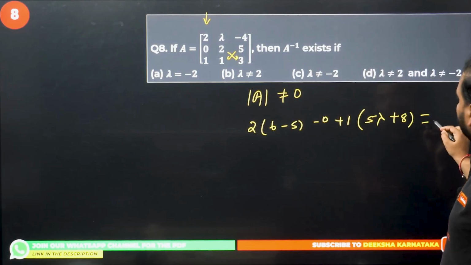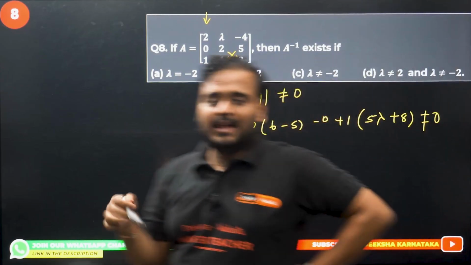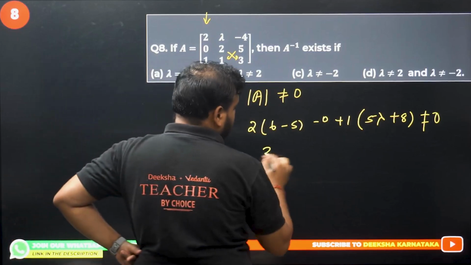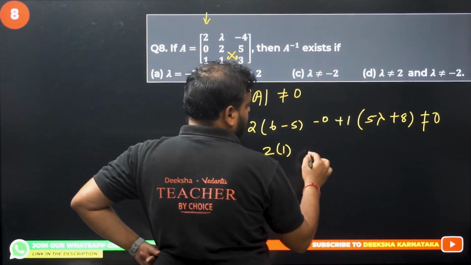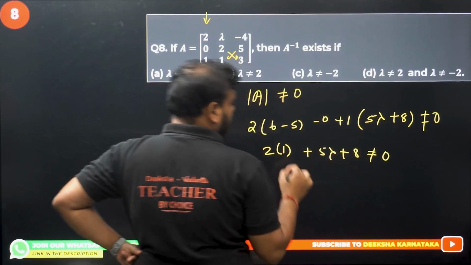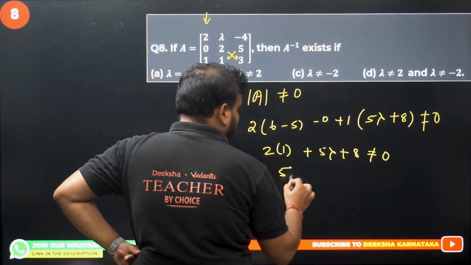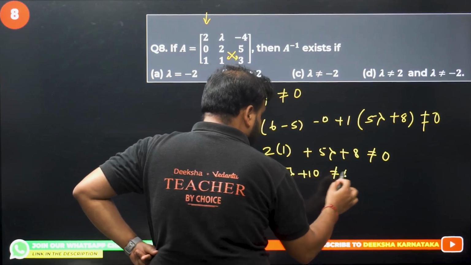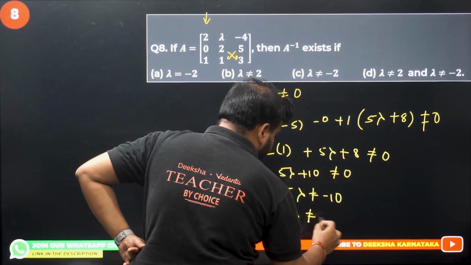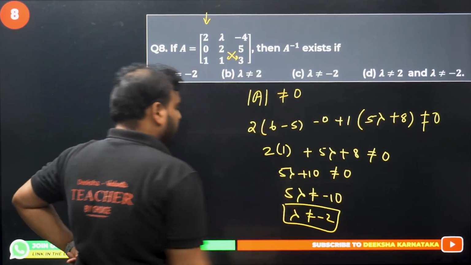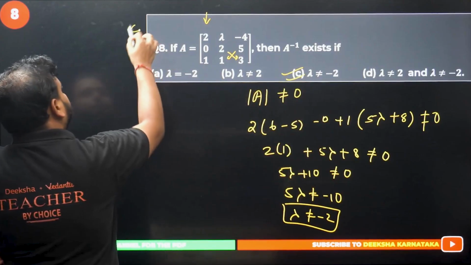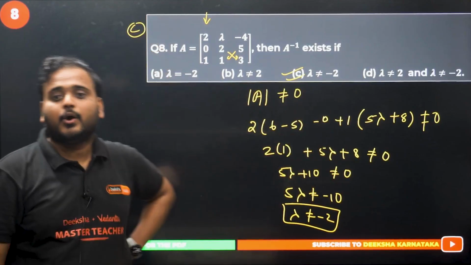I know all of you know how to do this calculation of determinant, right? This is clear, no? Okay, this is 2, 6 minus 5 is 1, and this is simply 5 lambda plus 8, not equal to 0. Okay, what I get: 5 lambda plus 10 not equal to 0, lambda not equal to minus 2. Option C is correct. Question number 8, option C is correct.